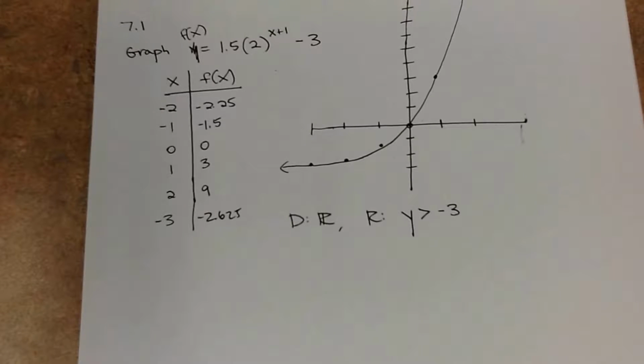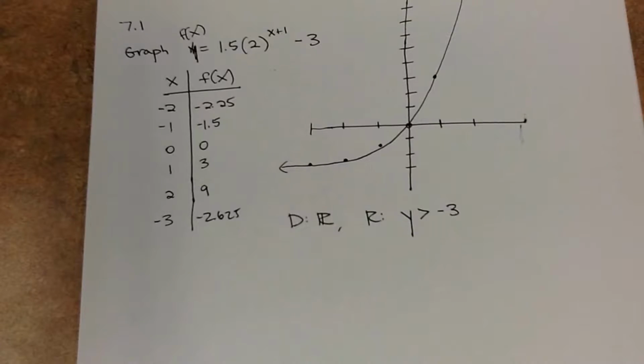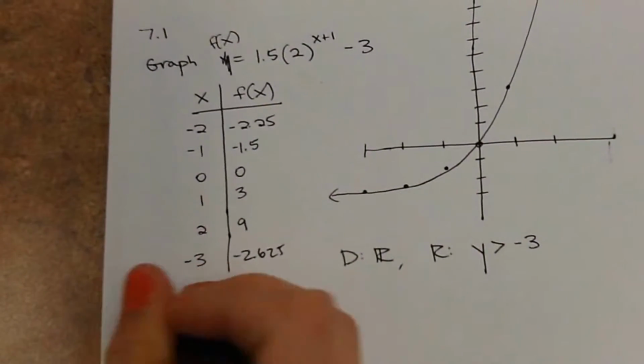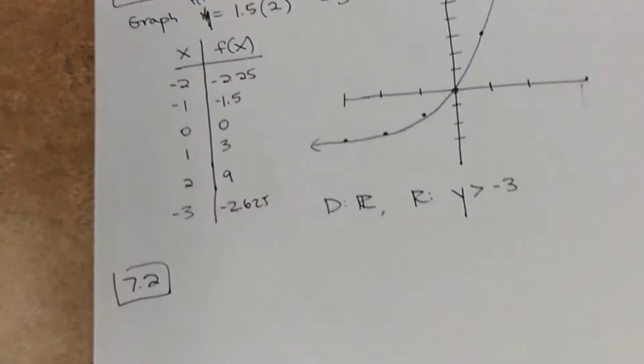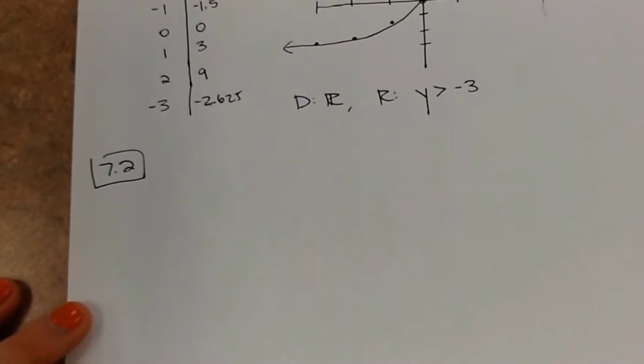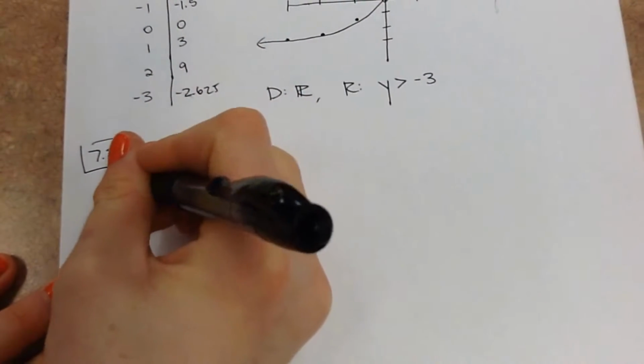Section 7.2, we looked at some exponential equations. All right, so I'm going to walk you guys through a couple of those, just some different equation examples. So some 7.2 stuff here. So 7.2 stuff, we're solving some equations. So let me give you an example. First one looks like this.